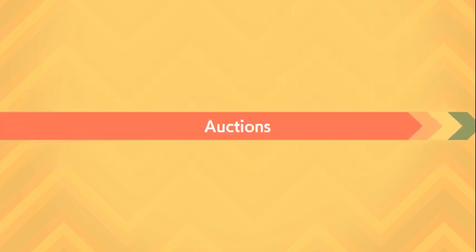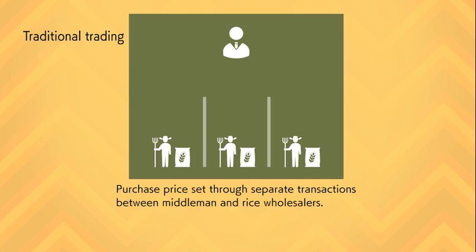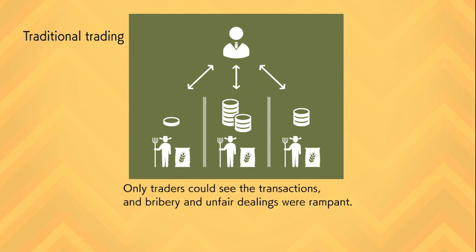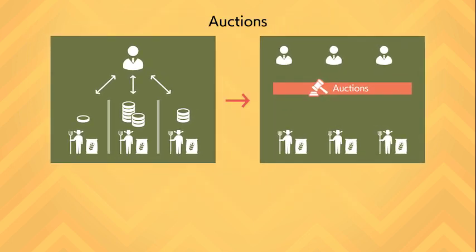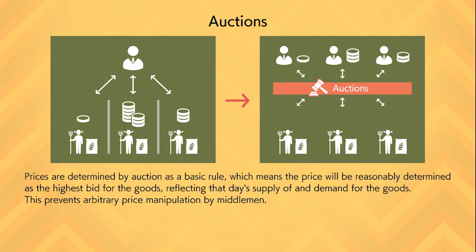First, auctions. Traditional rice trading involved separate transactions between middlemen and rice wholesalers, who set the purchase price together. Only traders could see the details, and bribery and unfair dealings were rampant. Introducing auctions where stakeholders simultaneously participate in the transaction of rice created an environment where such unfair dealings could not take place.